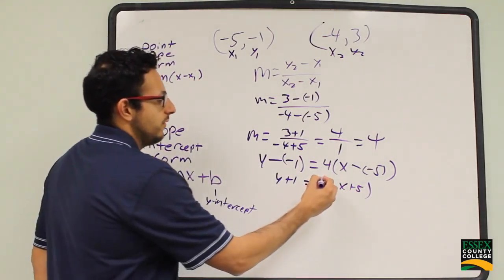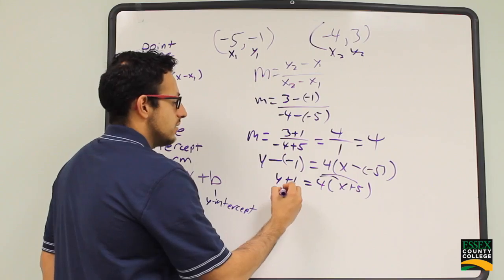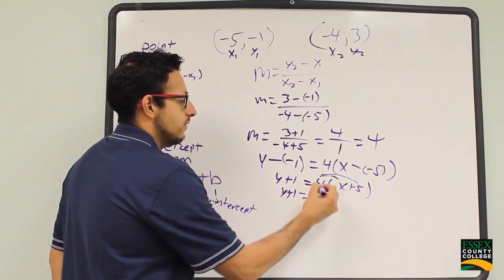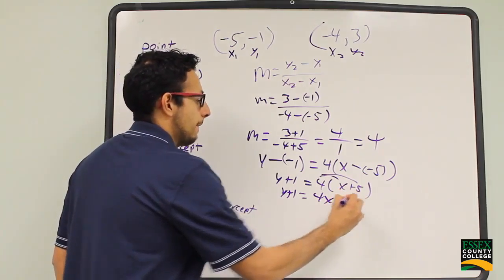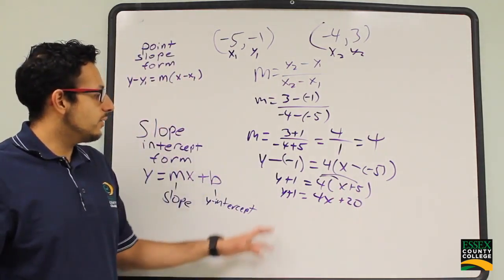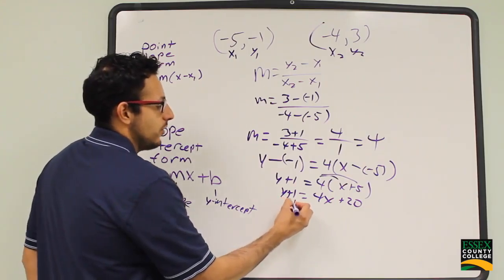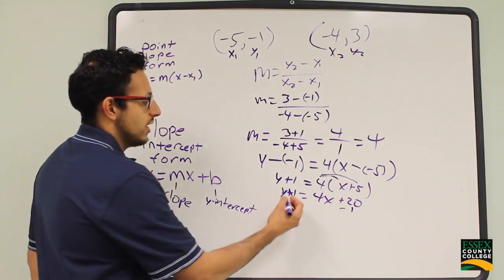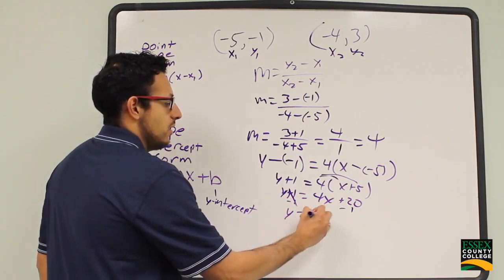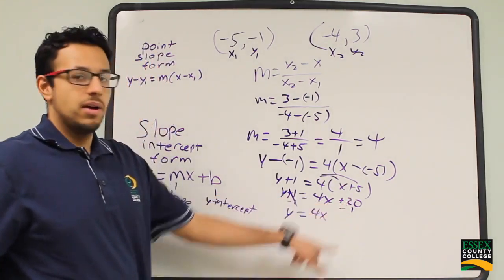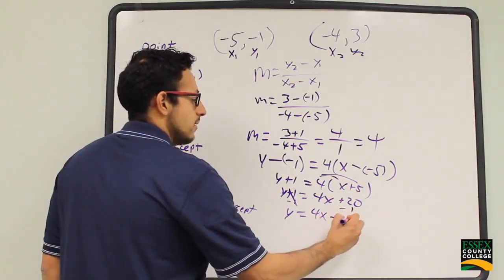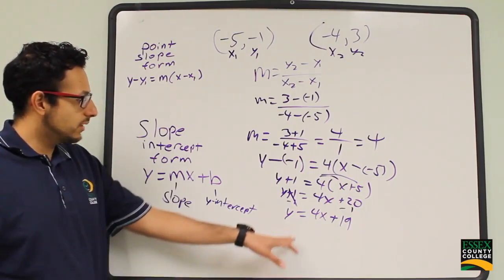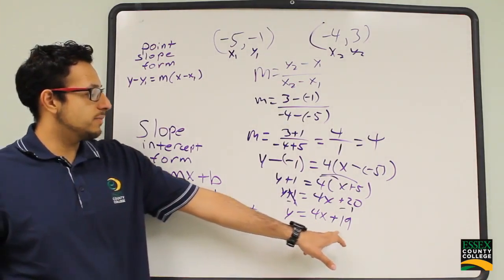Now we distribute the 4. So this stays y plus 1 is equal to 4 times x is 4x, 4 times 5 is 20. And now we solve for y. So here we're just going to subtract 1 from both sides to get rid of this one on this side. So we're just left with y is equal to 4x, 20 minus 1 is 19. And now we have y is equal to 4x plus 19.